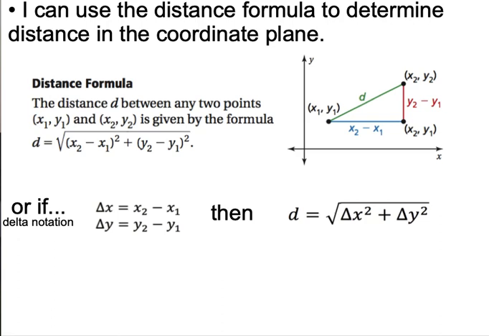So I can use the distance formula to determine the distance in the coordinate plane. The distance d between any 2 points, (x1, y1) and (x2, y2), is given by the formula d equals the square root of x2 minus x1 squared plus y2 minus y1 squared. Or if you use delta notation, using delta x to be x2 minus x1 and delta y to be y2 minus y1, then the distance equals the square root of delta x squared plus delta y squared.